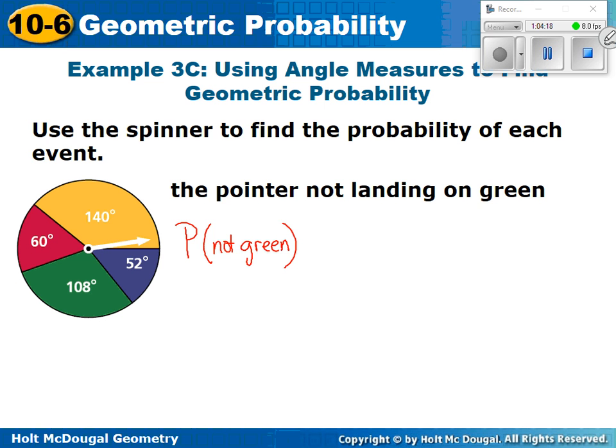So what would we do to find the probability of not green? Okay, so one way to do it would be to find the probability that it does land on green and then subtract that from either 1 if you have it as a fraction or 100 if you wrote it as a percentage. So you could do 1 minus the probability that it does land on green. What would be another option? Corbin? Add all the ones that are not green. So if you don't want green, then you do want red, yellow, and blue. So what's red, yellow, and blue?